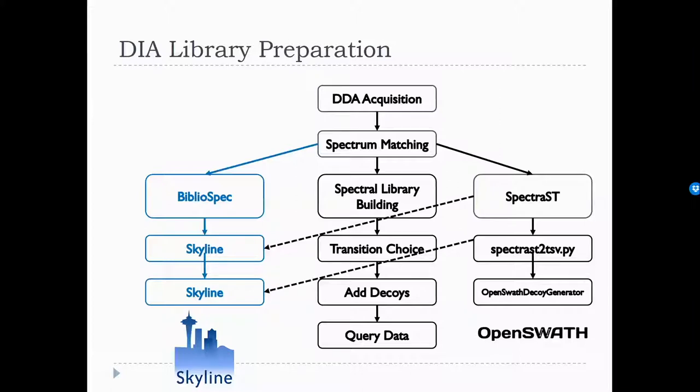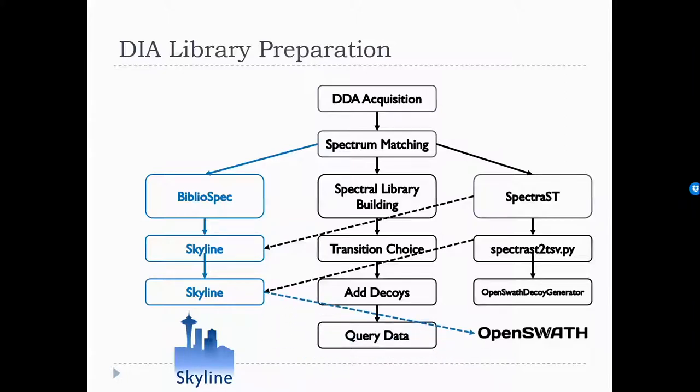The Aebersold lab tends to generate libraries in SpectraST, then create transition lists, add decoys, and run everything into OpenSwath. I guess the simplest method I would point you to, if you're using Skyline, is to go right into Skyline. Skyline has something called BiblioSpec, but you would build your library in Skyline as we've done. You would do your transition picking in Skyline, add decoys in Skyline, and then run your data query in Skyline.